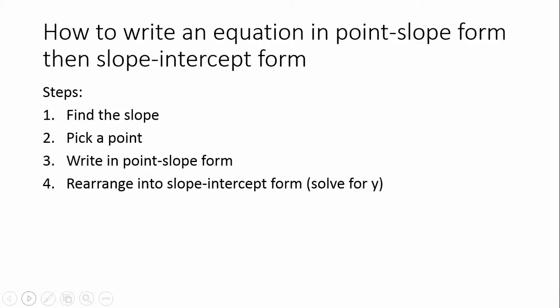So again, how to write an equation in point-slope form, then slope-intercept form. So this is what we did yesterday. This is a review. So first we find the slope, then we're going to pick a point. I always use the first one. Then we write it in point-slope form. Remember, that's literally just plugging the numbers in. And then we're going to rearrange it into slope-intercept form by solving for y.